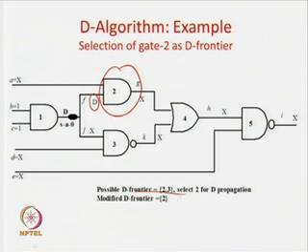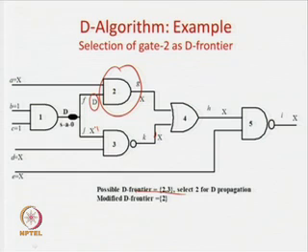So the modified D frontier is only this one, and 3 we have deleted. If D had been here, then by definition 3 would also have been in the D frontier, because one of the inputs is D and the output is not known. The D frontier says that one of the inputs is D or D prime and the output is X, which means there is a chance of propagating the fault effect to this gate. If I write a D over here, 3 should also be part of the D frontier, but the test engineer has decided to propagate the fault only from this one.